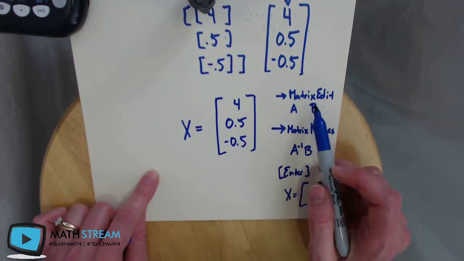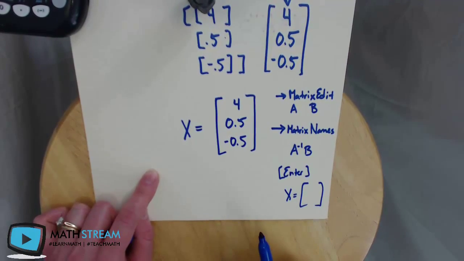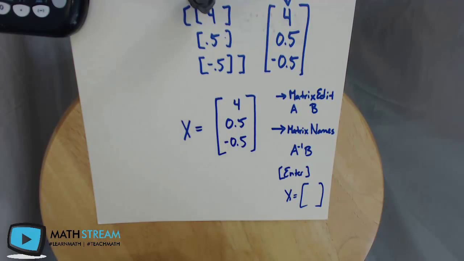So matrix edit, matrix names, write out our equation, and they give us our answer. So that is how we use our equations. As I said in the intro video, all you need to do is numbers 9, 10, and 11 for your homework. You don't need to do the rest of the worksheet because I just want you to practice using your calculator to solve these matrix equations. And that should do it.